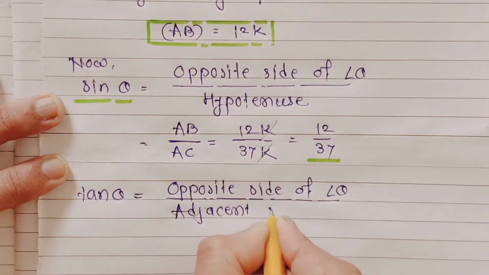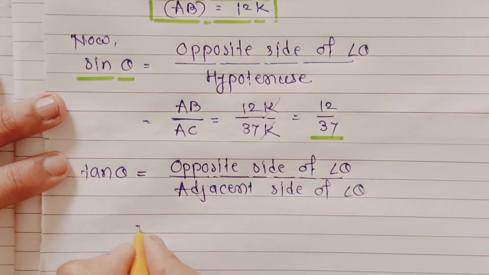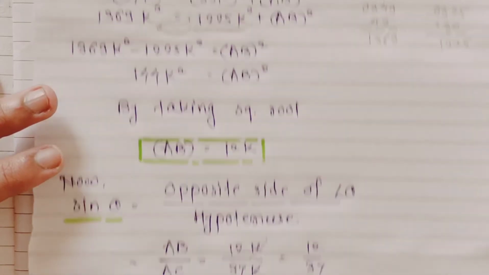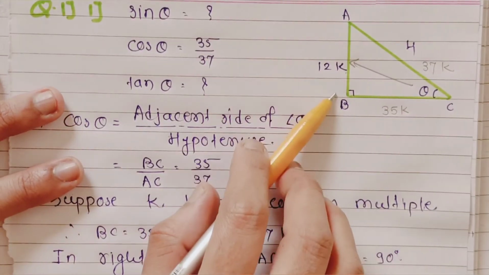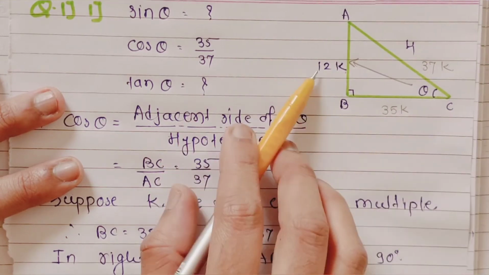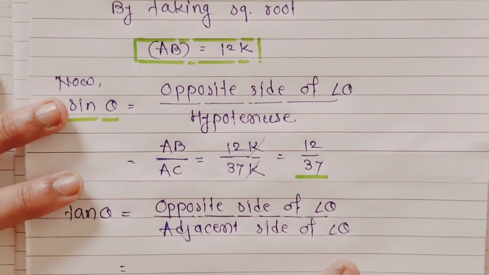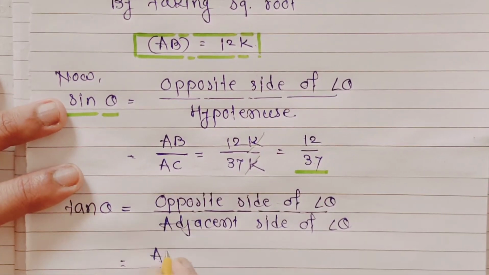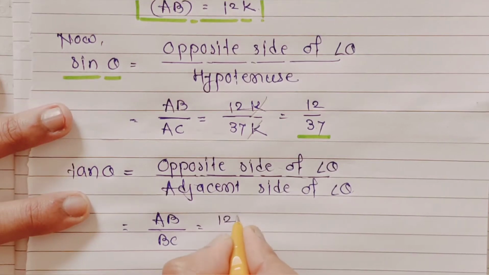Adjacent side of angle theta. Is it clear? So opposite side of angle theta, see the figure, that means AB, upon adjacent side, that means BC. So AB upon BC is equal to 12k upon 35k. Is it clear? So we can write opposite side of angle theta, that means AB, upon adjacent side, that means BC, is equal to AB, that means 12k, and BC, that means 35k.